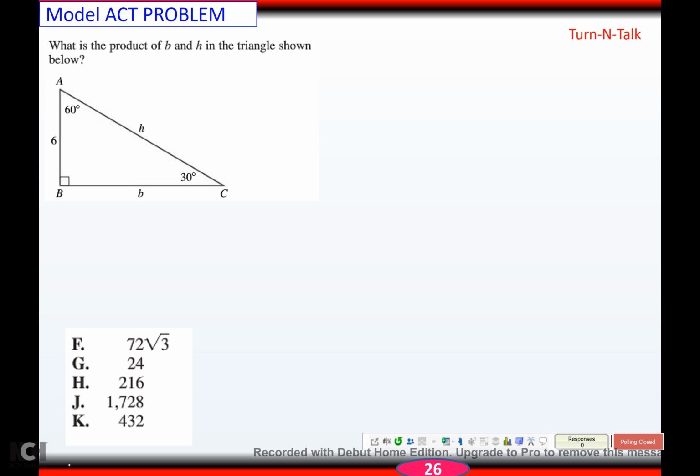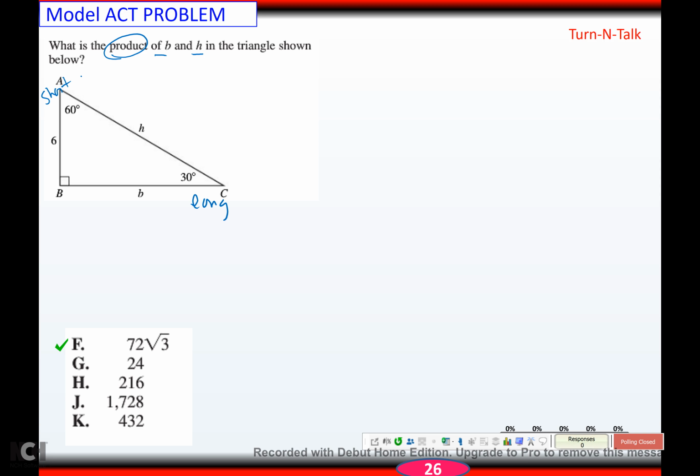Okay, try this one, hit pause, come back when you're ready. Hopefully you got F. Okay, it says what is the product of B and H in the triangle shown. So first I have to find B and H, and then I have to multiply them together. It's a 30, 60, 90. So this is the long side next to 30, short side next to 60.